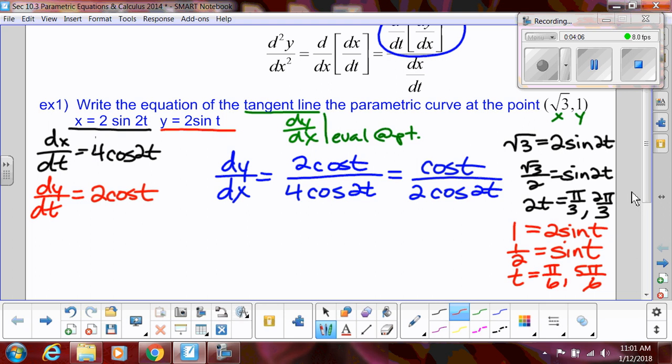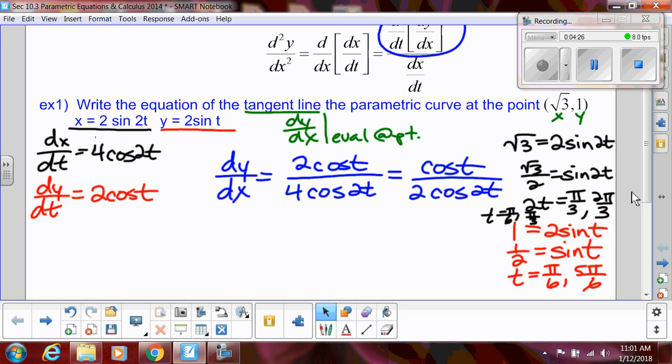Something I forgot to do on the last one, this is what 2t is equal to, so t would be pi over 6 and pi over 3. Sorry, that's kind of small. So pi over 6 and pi over 3 is what we got for x, and pi over 6 and 5 pi over 6 is what we got for y.